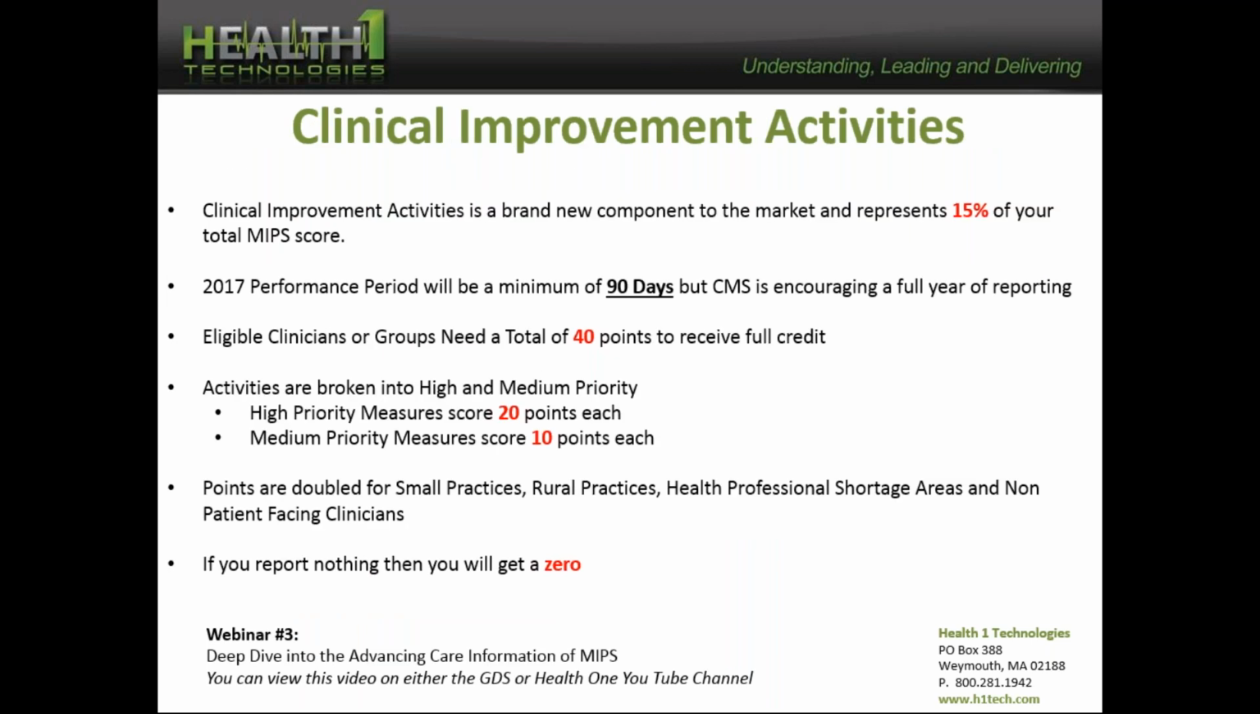And then just a quick recap of what we talked about today with the clinical improvement activities. Brand new component equals 15% of your score. We need to do a 90-day attestation. To get full credit, you need 40 points. The high priority measures are 20. The medium priority measures are 10. Points are doubled. So if you're a small practice, rural practice, health professional shortage, or non-patient facing clinician, you get double points. If you report nothing, you get a 0.